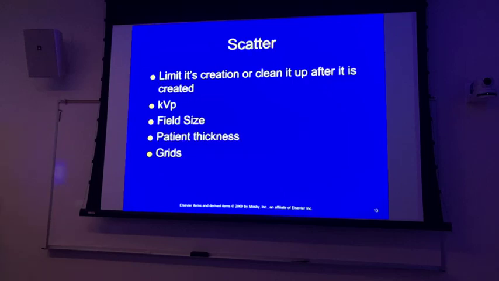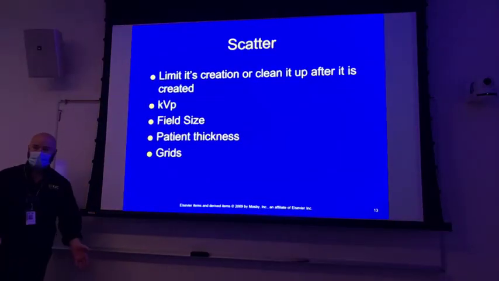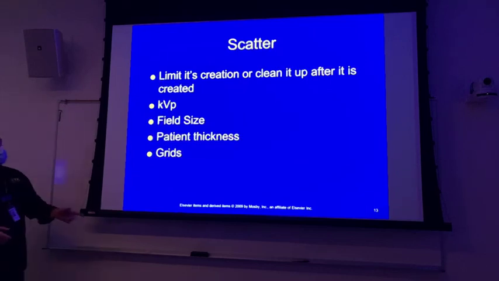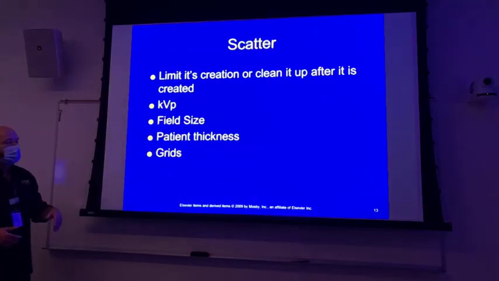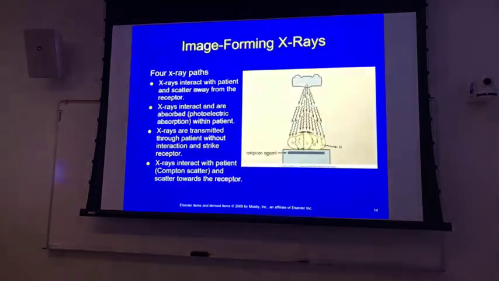That's the whole purpose for a grid, is to remove the scatter or prevent the scatter from hitting the image receptor. So we remove it from the remnant beam before it strikes the image receptor. So either prevent it from being created with certain kVps, and certainly with manipulation of field size, possibly do something with patient thickness if at all possible, but then afterwards we're going to deal with scatter radiation through absorption in a grid.